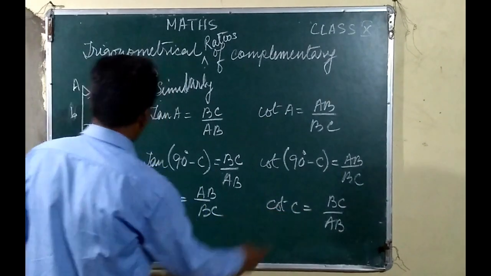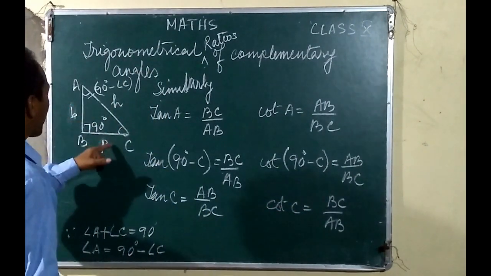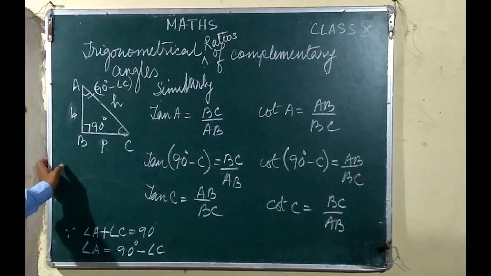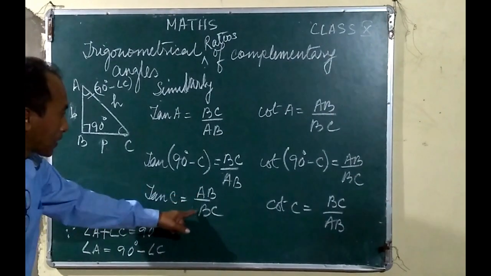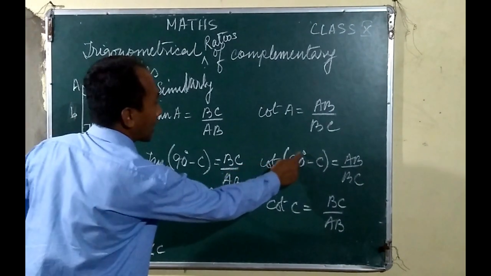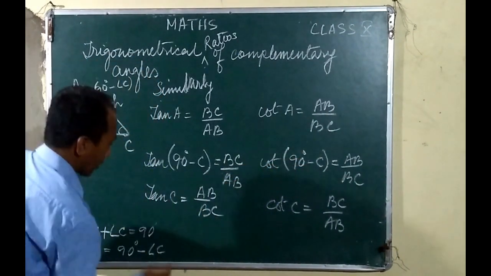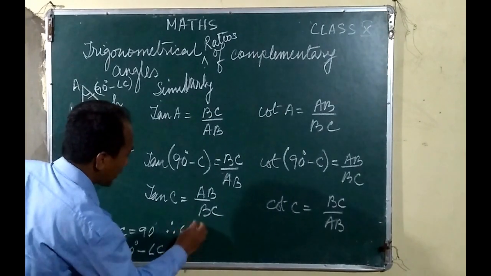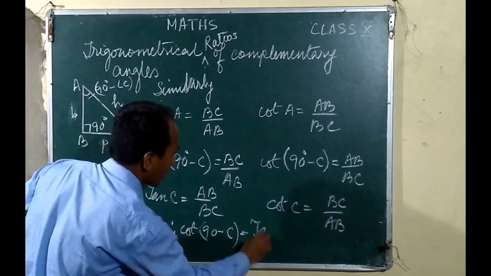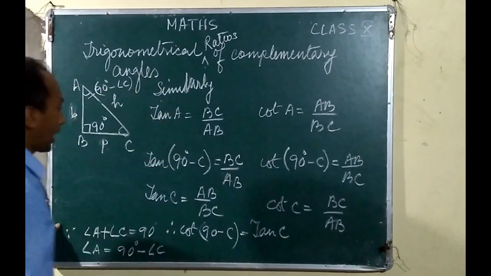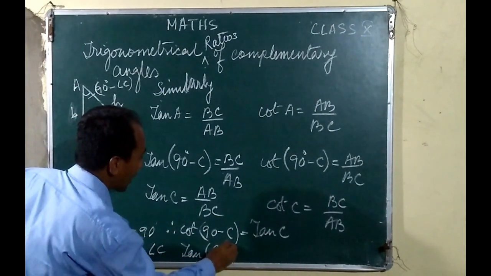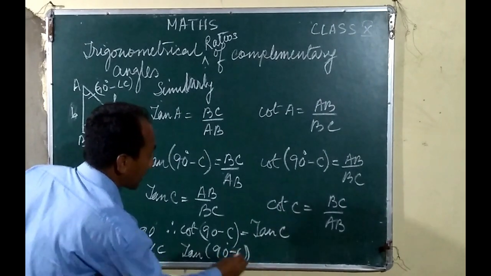Now if we measure cot C, this is perpendicular, this is base. So base by perpendicular, BC by AC. So what do we find now? Here you see AB by BC. That means cot 90 degree minus C is equal to tan C. Then tan 90 degree minus C, what do we get? Cot C.